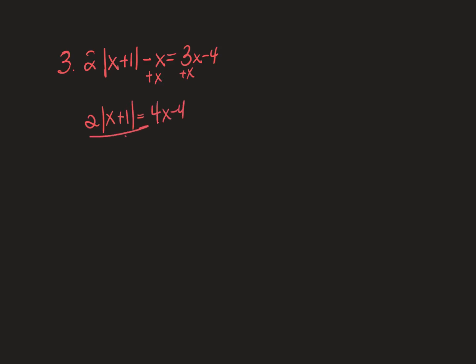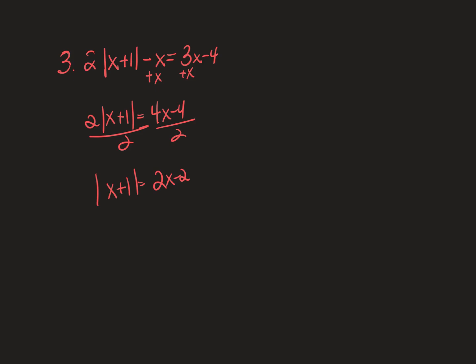Number 3. 2 times the absolute value of x plus 1 minus x equals 3x minus 4. I've got to get this absolute value alone, so I'm going to add x and then divide by 2. 2 times the absolute value of x plus 1 equals 4x minus 4. Divide by 2. The absolute value of x plus 1 equals 2x minus 2.